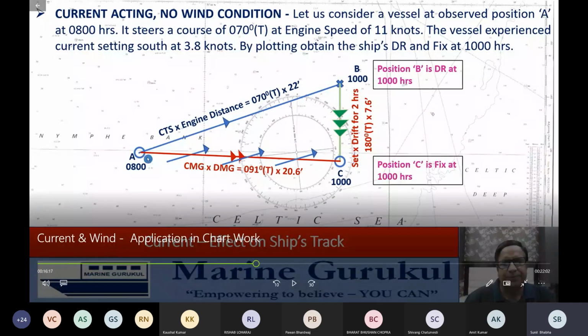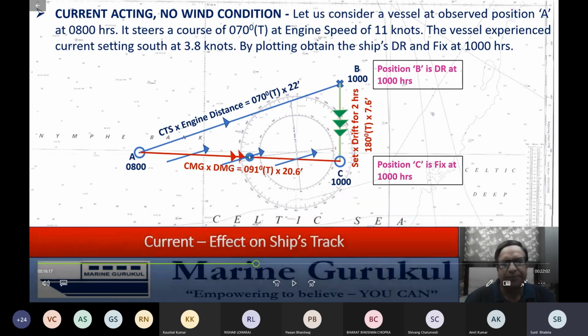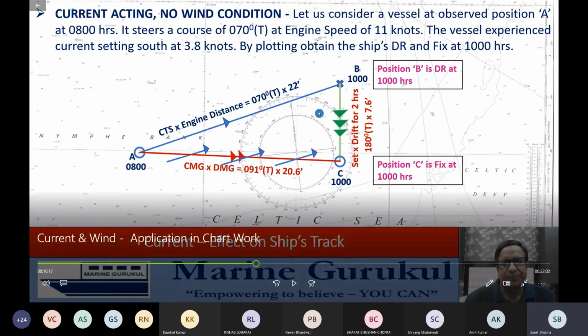Important thing to understand is that the vessel will actually be moving on the red color line, the AC, Alpha Charlie line, but will be heading in the direction of AB. That is, the heading of the ship will be in the direction of the blue color vector. The movement of the ship will be in the direction of the red color vector. Course made good is represented by 2 arrows. Current is represented by 3 arrows, and CTS is represented by a single arrow.